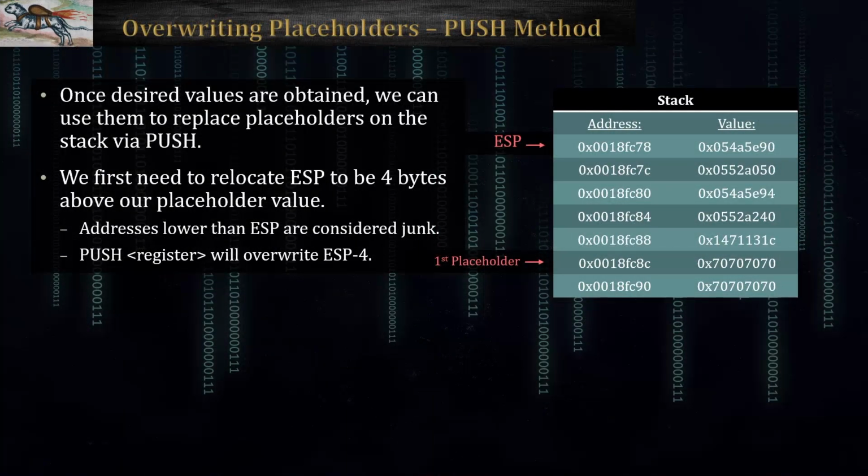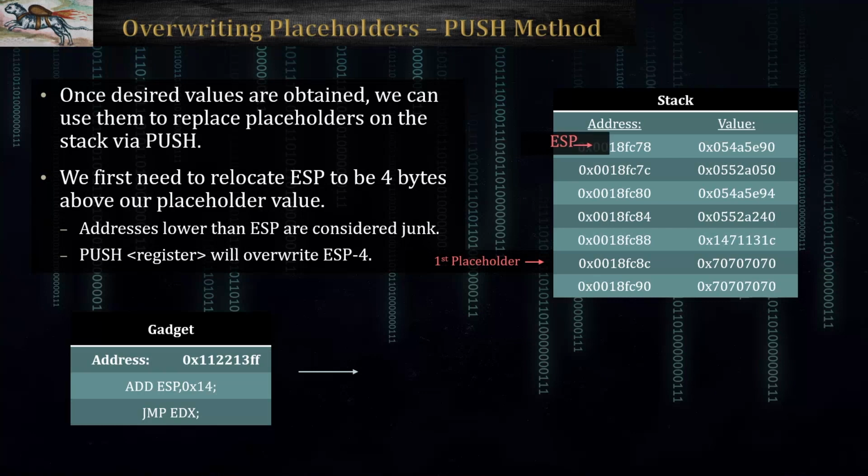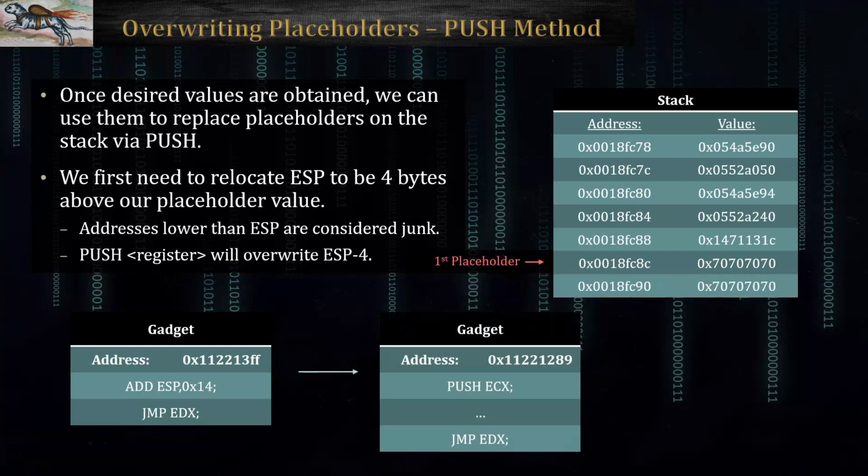Looking at an example of the push method, we can get our value for our parameter that we want set up in a register, and then we pivot ESP 4 bytes above the location we want to write to, because push is going to overwrite to ESP -4. Once we perform our push, we will do our overwrite.